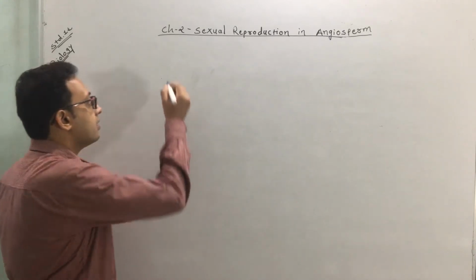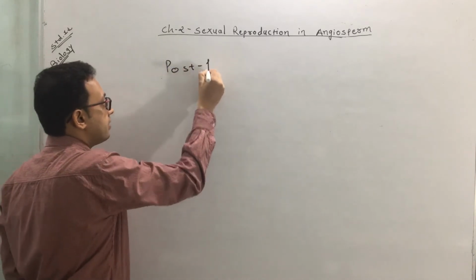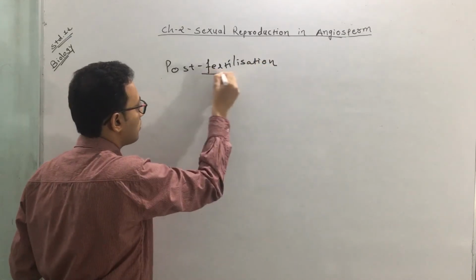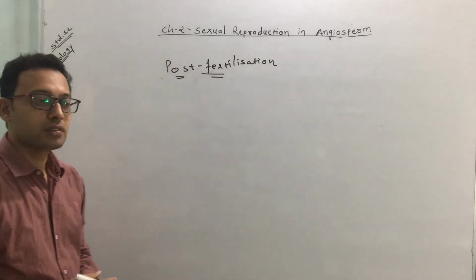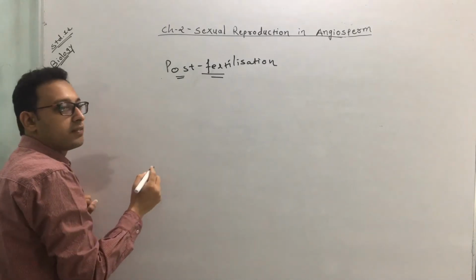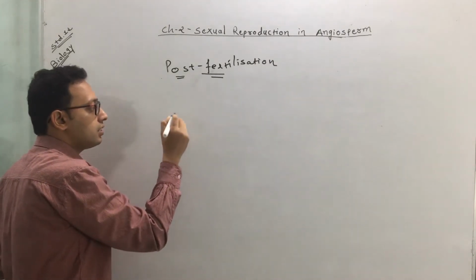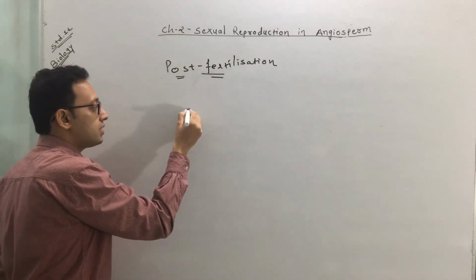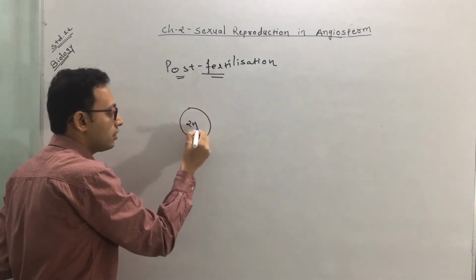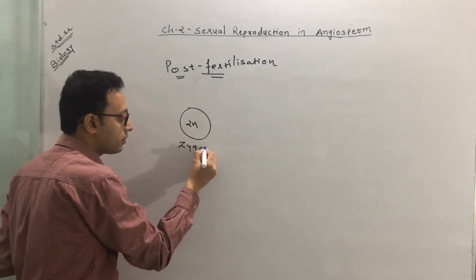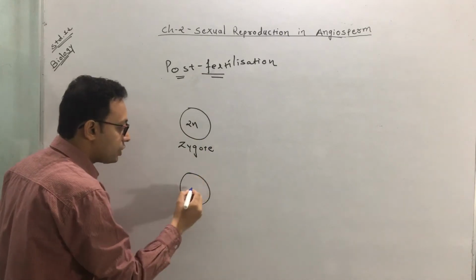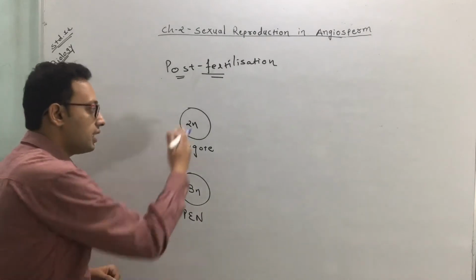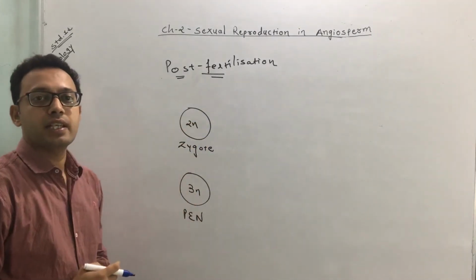Now we are starting with post-fertilization. Previously, we have seen that in angiosperms, fertilization occurs two times. As a result of the first fertilization, a 2N zygote is formed. And the second one leads to the formation of a triploid primary endosperm nucleus. These are the results of fertilization in angiosperms.